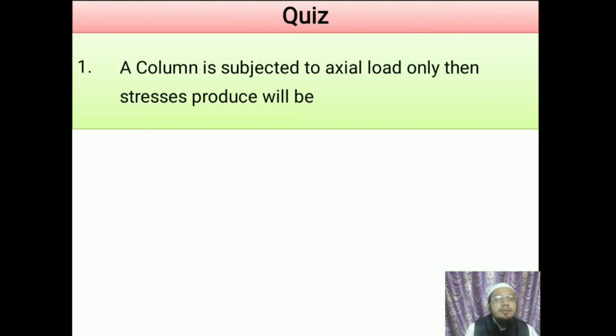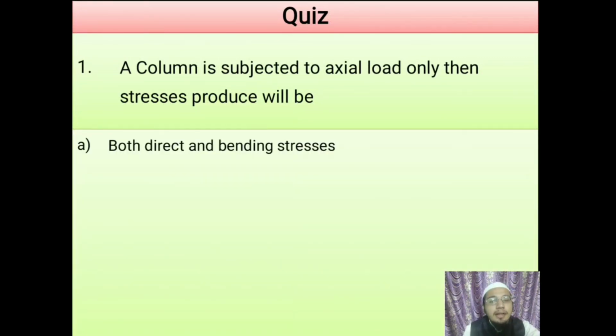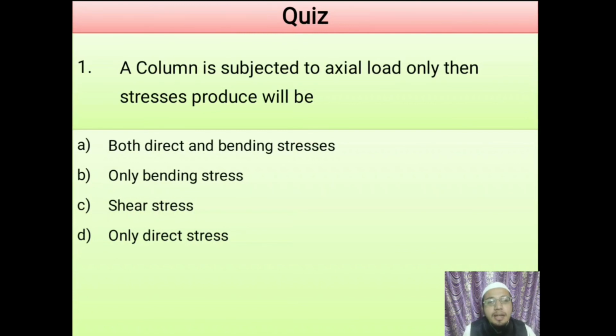Let us have a quiz based on the points which we have just discussed. The question is: a column is subjected to axial load only, then the stresses produced will be: option A, both direct and bending stresses; option B, only bending stresses; option C, shear stress; and option D, only direct stress. What will be the correct answer? We have just discussed that in case of axial load, the column will be subjected to only direct stresses. So option D is the correct answer.